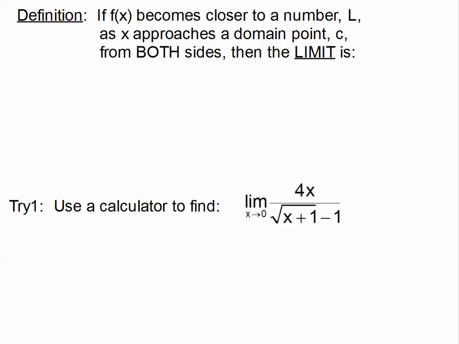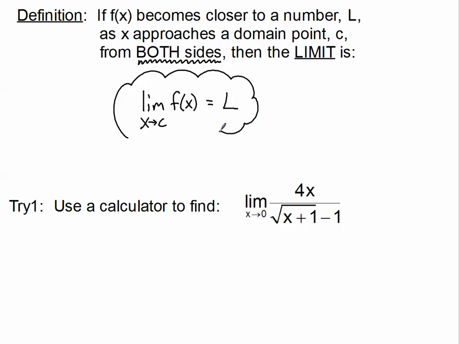So here's our definition of limit. If f of x, our function, becomes closer to a number L as x approaches some domain point C from both sides, and it's important that we're approaching from both sides, we'll talk about that a little bit later, then the limit will be this symbol. The limit as x approaches that domain point C of our function is equal to L. That's the definition of our limit. Now we have to be approaching from both sides of this domain point C, and then the limit will be equal to this number L.